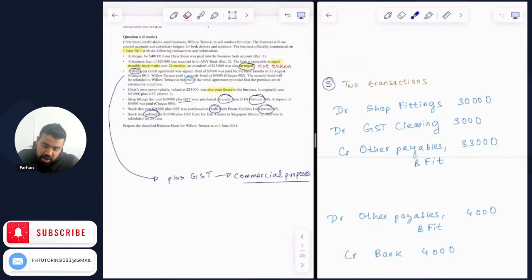Shop fittings that cost $30,000 plus GST were purchased on credit from BFIT. You can see the source document is the invoice, because it has been purchased on credit. There has been no payment of cash. A deposit of $4,000 was also paid, and the reference in this case is check number 3.